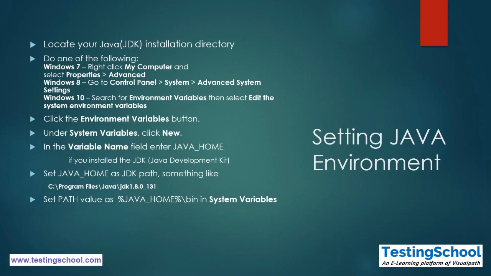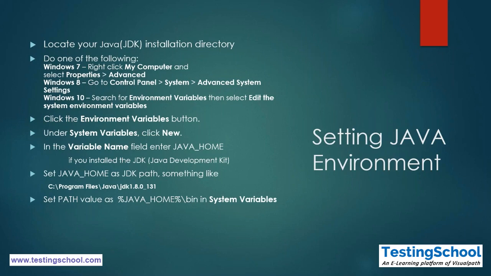Once you get that, the next step will be setting up the environment variables. As I'm mainly focusing on Windows in this tutorial, for Windows 7 you can go to My Computer, then select Properties and Advanced. There you will find Environment Variables. For Windows 8 and 10, it is mentioned how you can navigate to environment variables. Under environment variables, you need to go to system variables and click on New.